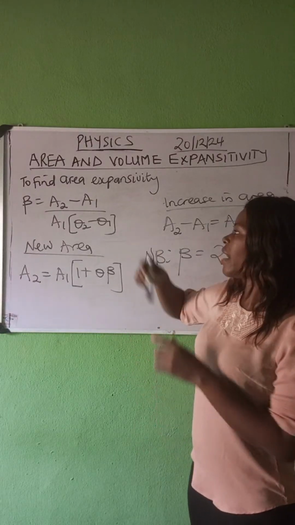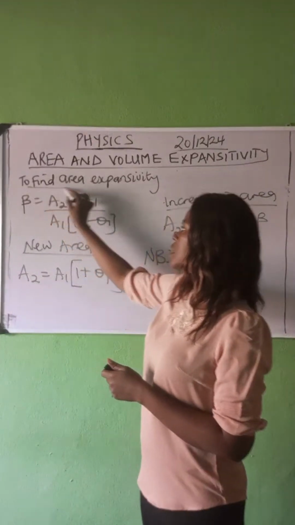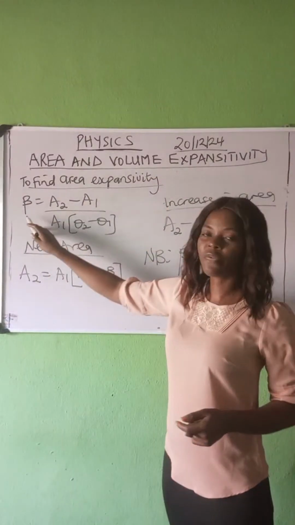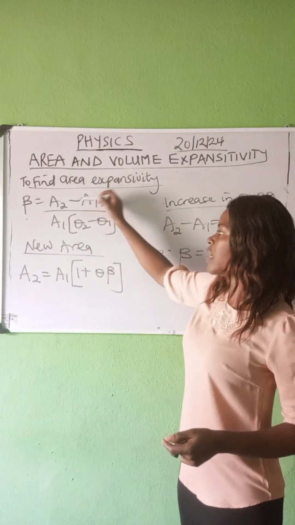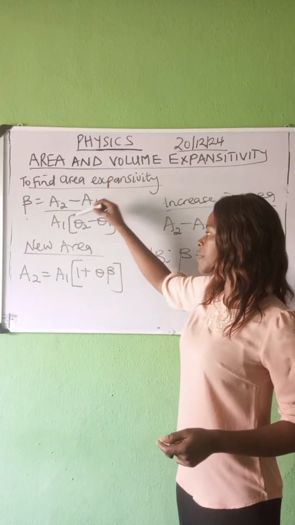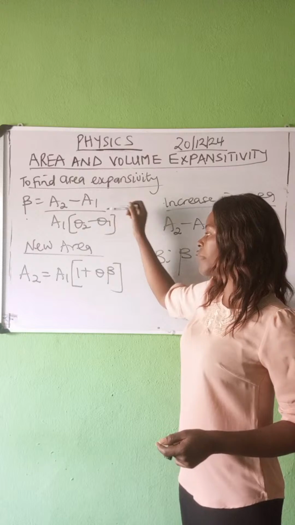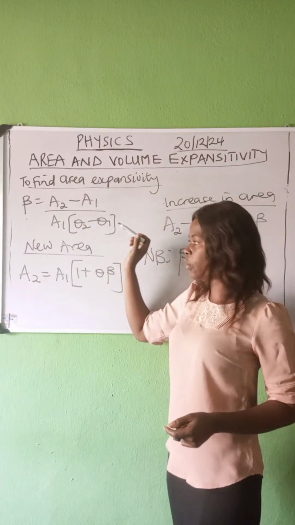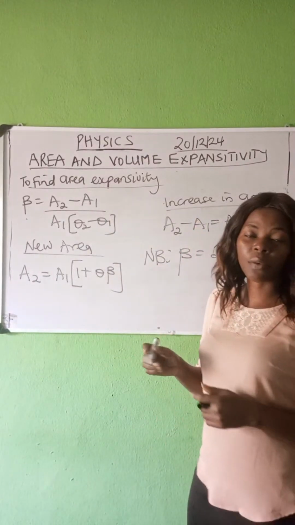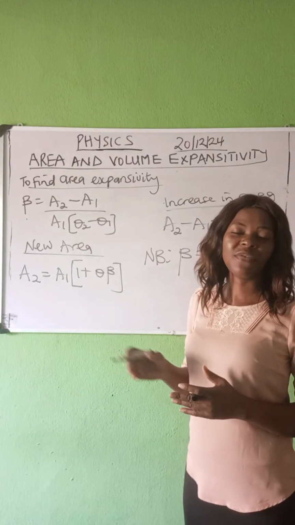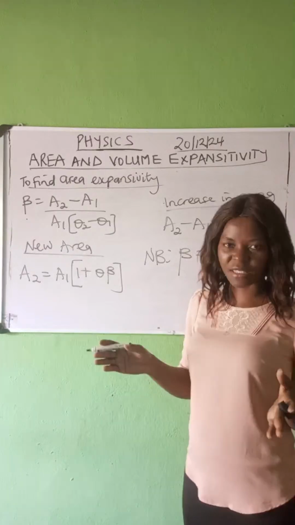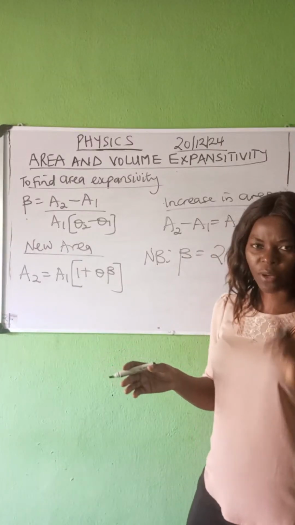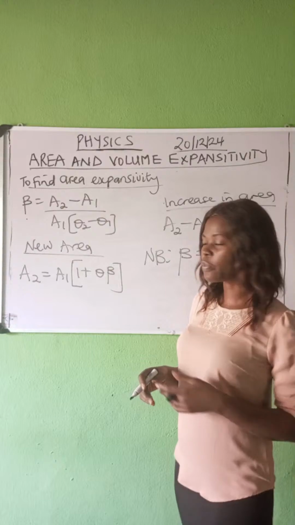Okay. So if they ask to find the area expansivity, the symbol for the area expansivity is beta, and beta is equal to A2 minus A1 all over A1 bracket theta 2 minus theta 1. Now this theta 2 minus theta 1 is the difference in temperature. If you are given a temperature rise, you are going to use theta without subscripts, because we have just one single temperature, and that is our temperature rise.